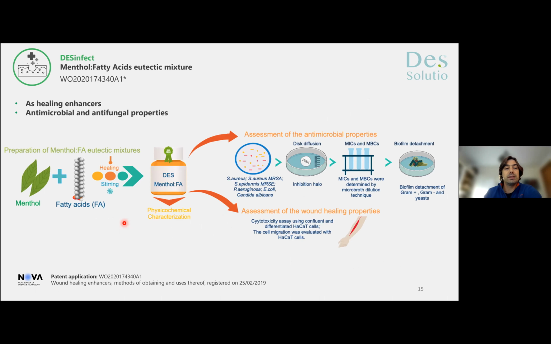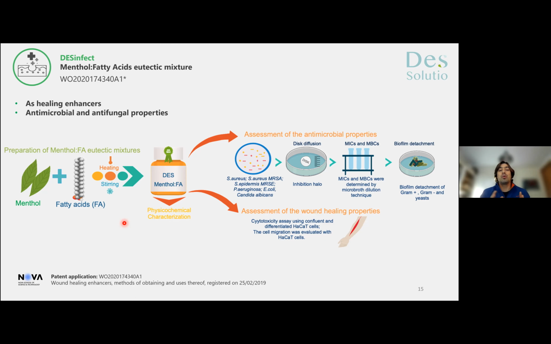Another example that we wanted to show you is that we started working with these hydrophobic deep eutectic systems, based on menthol and fatty acids. And what we realized, well, we know that many deep eutectic systems have antimicrobial properties, but what we realized also is that they can avoid biofilm formation.